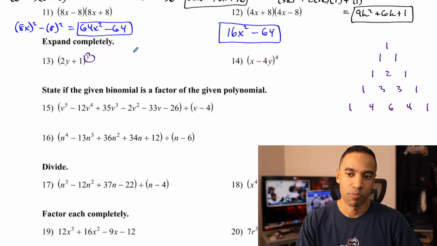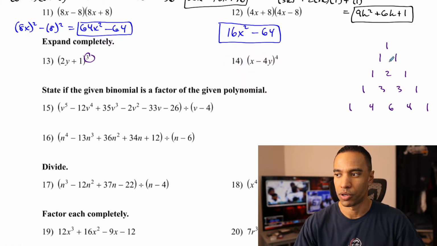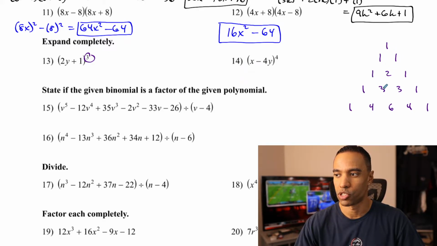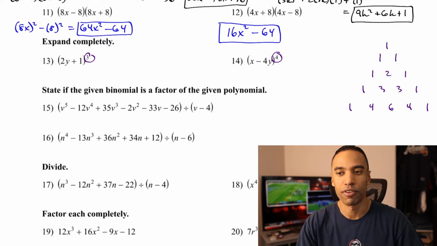And the degree is based on the row we're talking about. This is called row 0, row 1, row 2, row 3, row 4. This is built by adding up. 1 plus 1 is 2, 1 plus 2 is 3, 3 plus 3 is 6, etc. You can keep building this infinitely, but I only need row 3 and row 4 for this one.